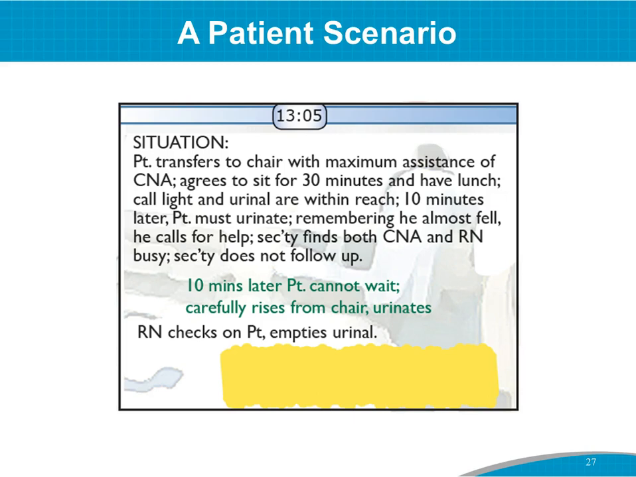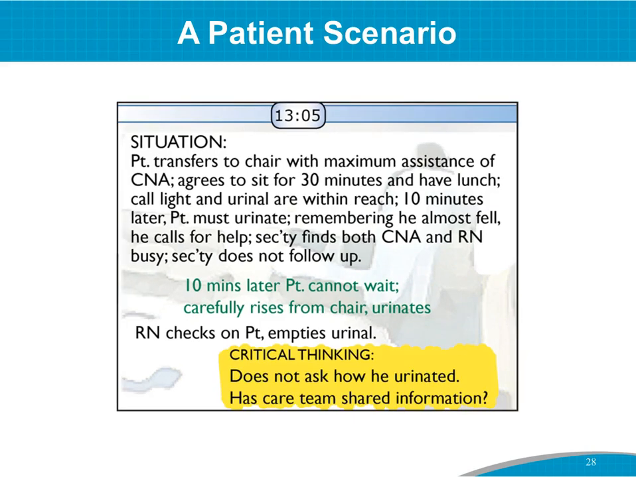So again, the nurse didn't ask how the patient urinated. And so is the team talking with one another about this particular situation with this patient?